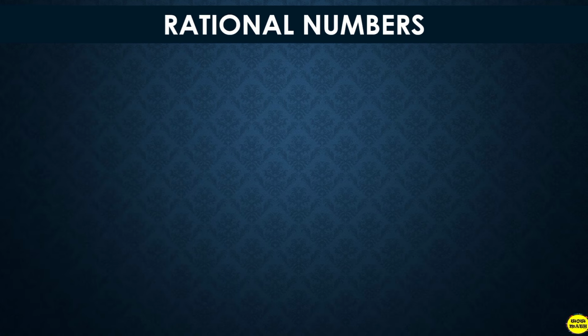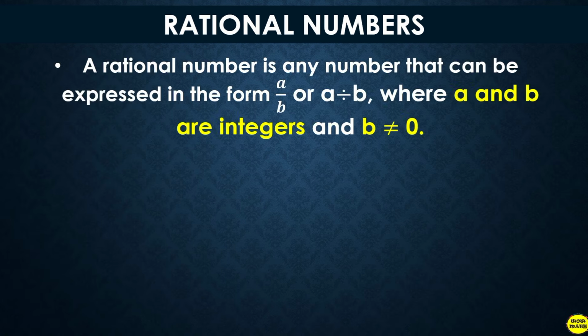So first, what is a rational number? A rational number is any number that can be expressed in the form A over B, or we can rewrite this as A divided by B. Ito po yung symbol na ginagamit natin for division. Where your A and B are integers and B should not be equal to 0. Dapat ang B natin hindi mag-equal to sa 0 kasi magiging undefined siya.